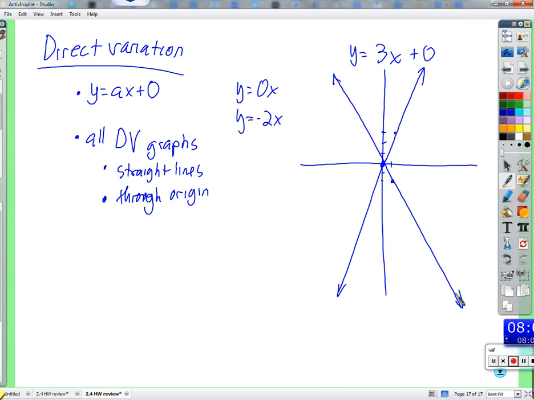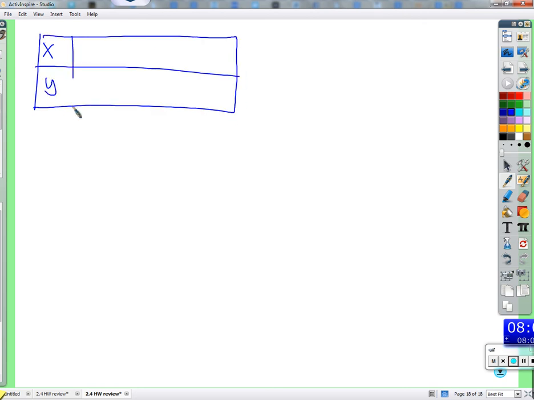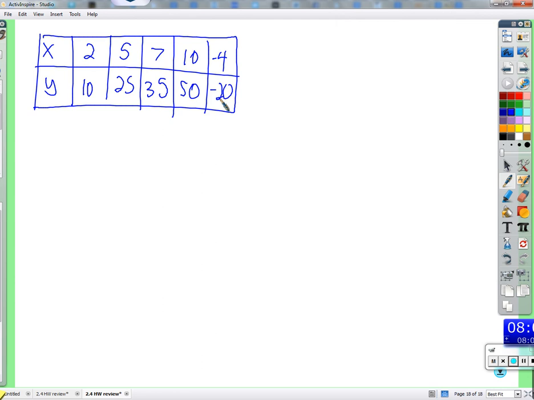See, could you tell me if I gave you this data here, your data set? Well, they're all functions. 10, 5, 7, 5, 10, 50, negative 4. All direct variations are functions, and you put something in, you get one thing out. If this were an example of a data set from some function, is it a direct variation?